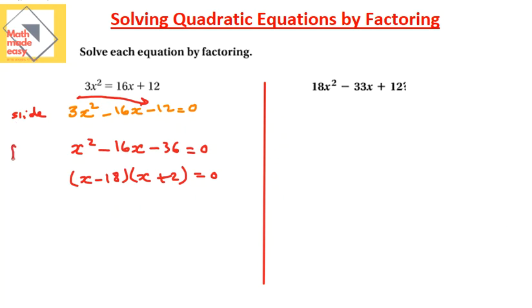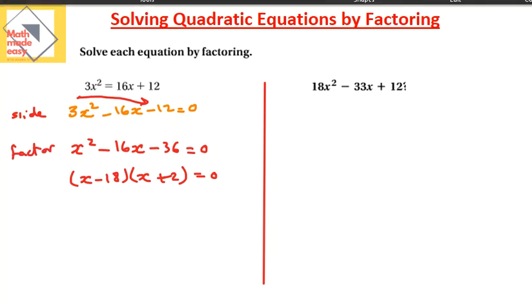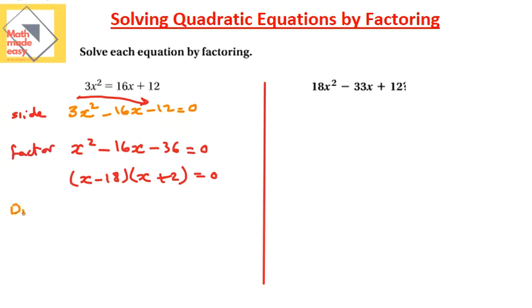I slid, I factored. The next step I'm going to do is divide. So this method is slide, factor, divide. What am I going to divide? I'm going to divide these two numbers I found by the constant I moved. I divide here by 3, and I'll divide here by 3. So what would you get? You're going to get x minus 18 over 3, which is 6. And here you're going to get x plus 2 over 3.